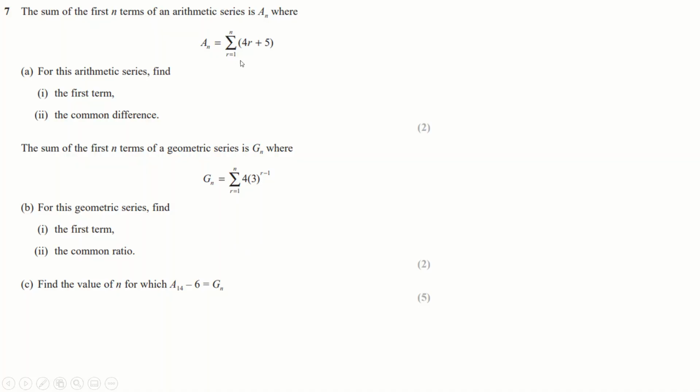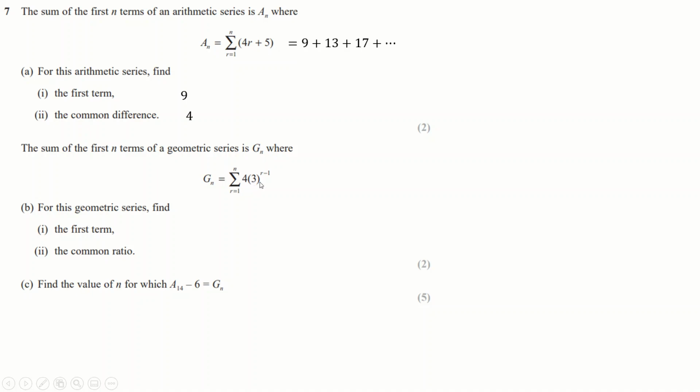Question 7 about series and summations. If you don't know immediately how to recognize this, you can just write a few of these out. When r is 1, you get 4 times 1 plus 5, which is 9. And then when r is 2, you get 4 times 2, which is 8, plus 5 is 13, and so on. So this is what this is asking you to do up to the nth term. So the first term is clearly 9, and the difference is 4.